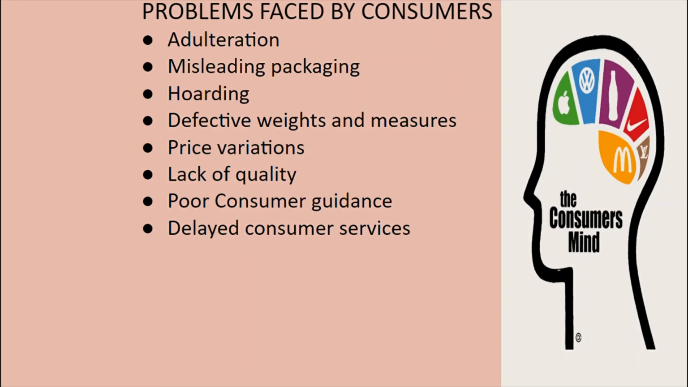Price variations. Shopkeepers charge more than MRP. Selling of loose items without labels. Lack of quality product. Expired medicines are sold, duplicate products are sold. Poor consumer guidance. Shopkeepers do not give full and correct information. They refuse to give leaflets to consumers. Delayed consumer services. Wrong bills are given to the consumers. Too many brands. Because of it, consumers get confused to choose. The promising advertisements increase such confusions.